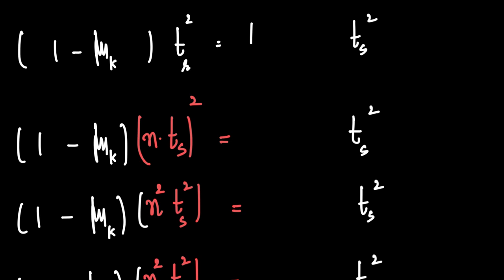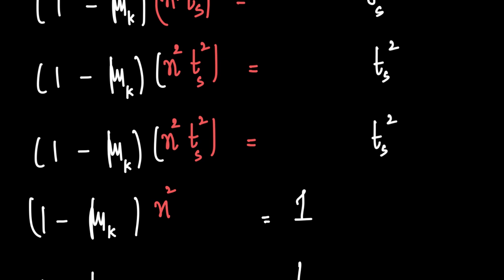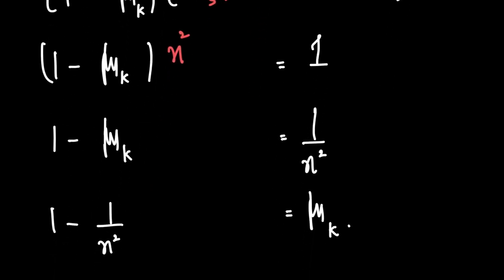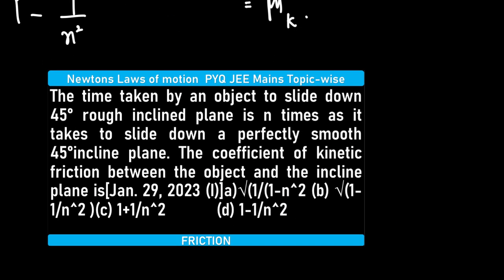Now we have ts square on both sides. So what can we do? If we divide, we can cancel out these two terms, right? Now what we have is 1 minus mu k into n square is equal to 1. Now this gives us 1 minus mu k is equal to 1 by n square. So if you transpose 1 by n square to the LHS, what we get is 1 minus 1 by n square is equal to mu k. And if you check the final answer, what we get is 1 minus 1 by n square.